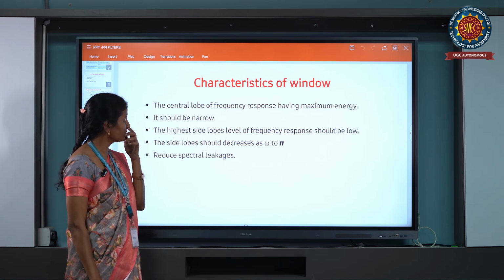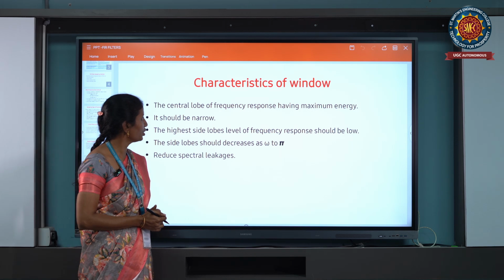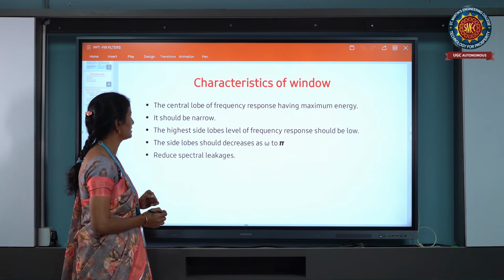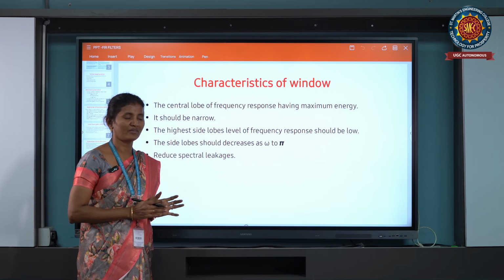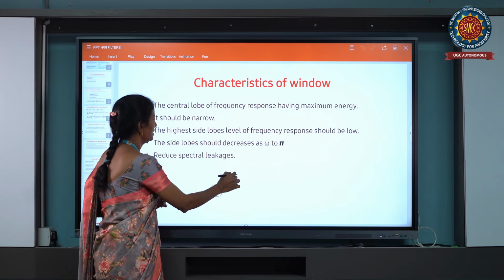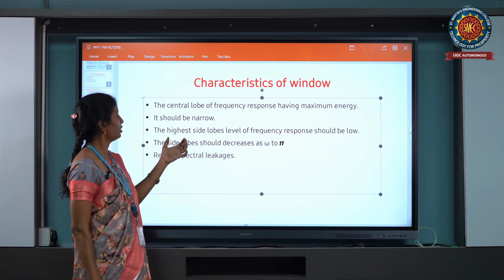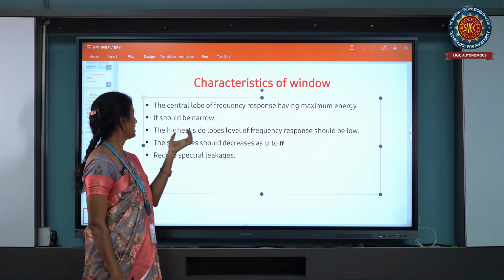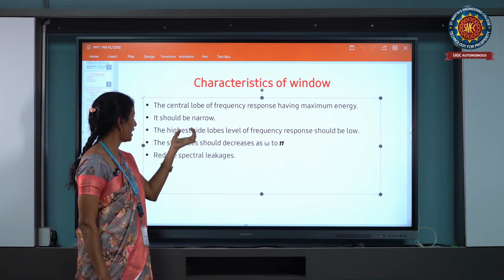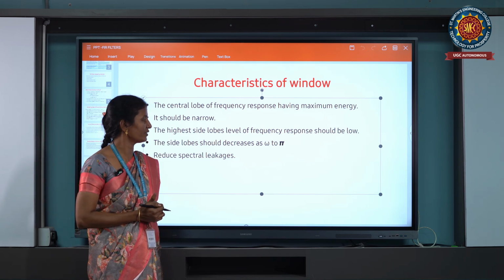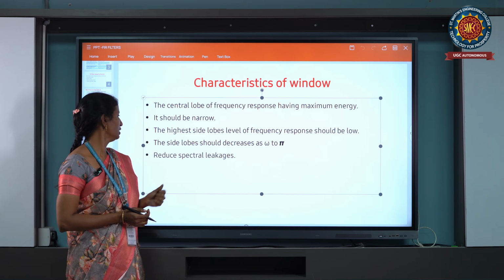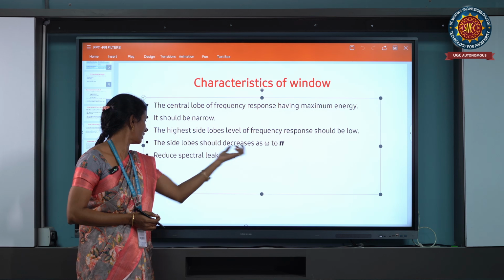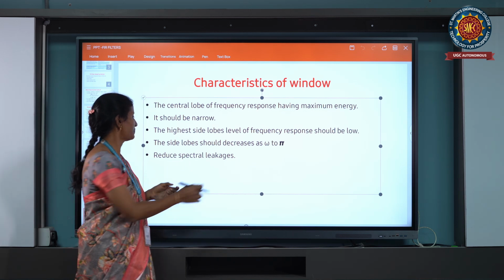The next topic is characteristics of window. The central lobe of the frequency response has maximum energy. Central lobe means the frequency response has a main lobe and side lobes. The main lobe has maximum energy, and it should be narrow. The highest side lobe level in the frequency response should be low. The side lobe should decrease as omega goes to pi, to reduce the spectral leakages.